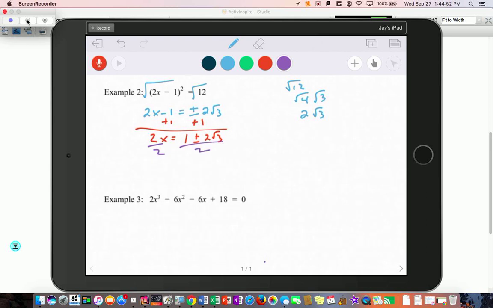So you could leave, again, your answer like it is, or split it up into 1 over 2 plus or minus 2 root 3 over 2. But when you do that, we want to remember I can get rid of those. So maybe one of the best answers would be 1/2 plus or minus root 3.